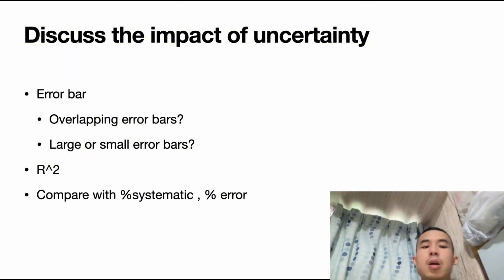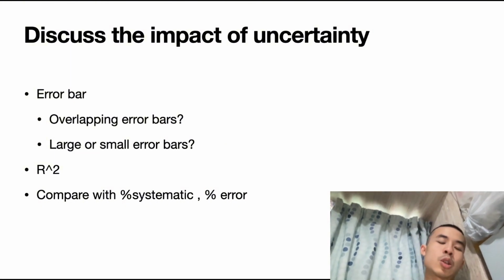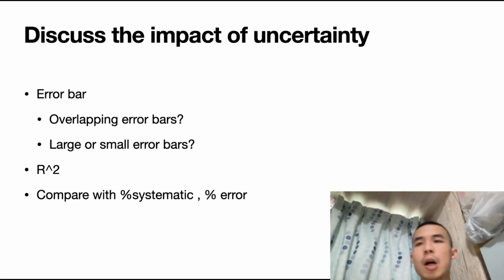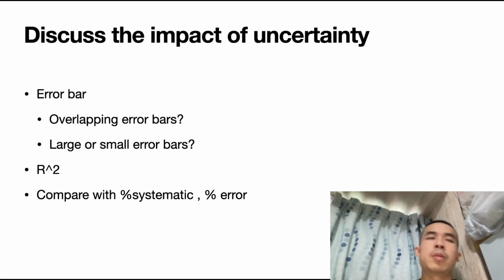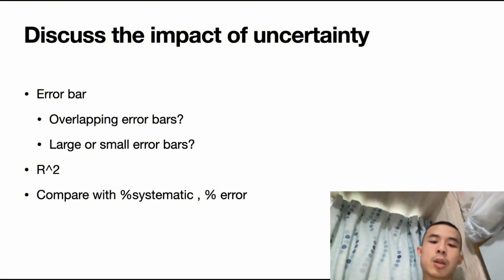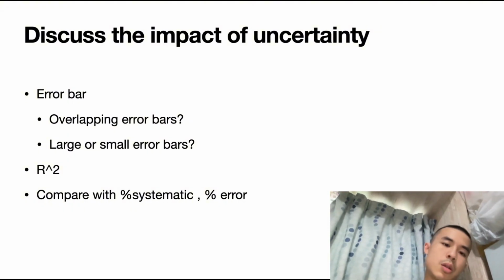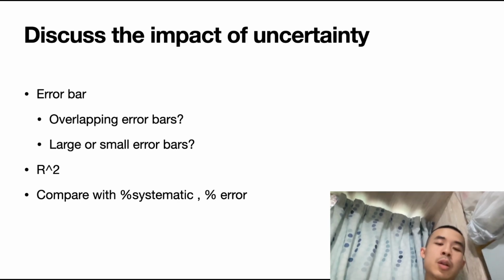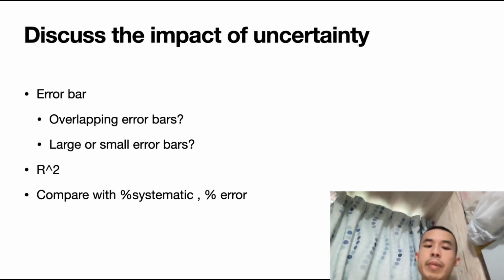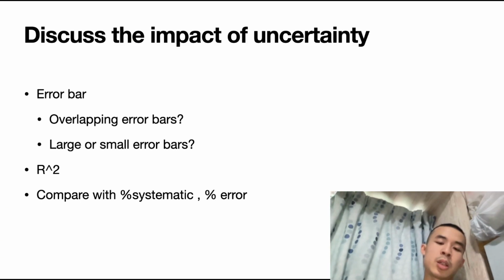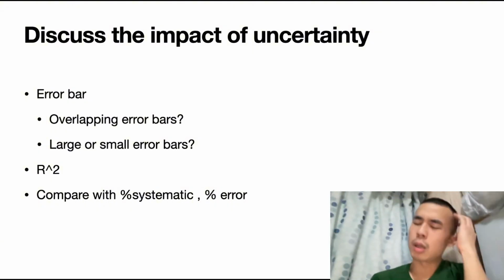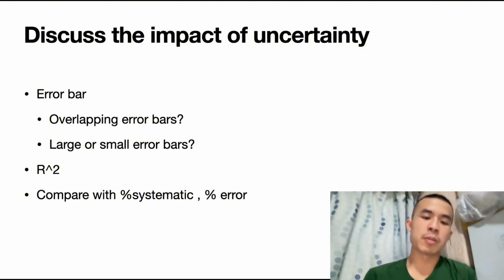R squared is one of the discussions where even though it's not much, it does give us a perspective on how close the data plots are to the best fit line. And also, when you are calculating the percentage uncertainty, again make sure you compare with the percentage error if you have, and then you can deduce how much percentage is actually coming from systematic error.